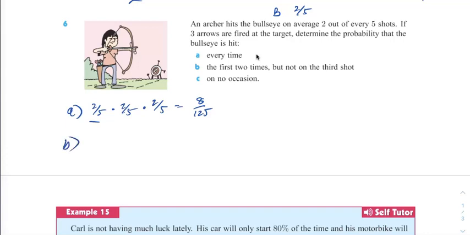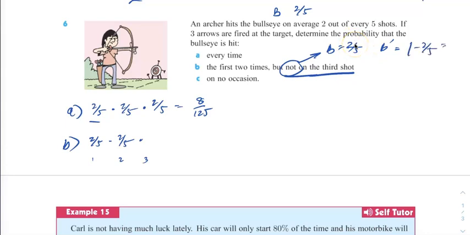B, the first 2 times, but not the third time. So let's say shot 1, 2, 3. The odds of getting a bullseye, 2 out of 5. The odds of getting a bullseye, 2 out of 5. Not getting a bullseye. So a bullseye is 2 out of 5. For not getting a bullseye, remember the way we do not? It's 1 minus this. So 1 minus 2 out of 5. With a common denominator, that's just 3 out of 5.